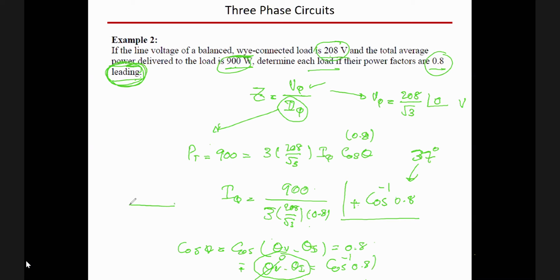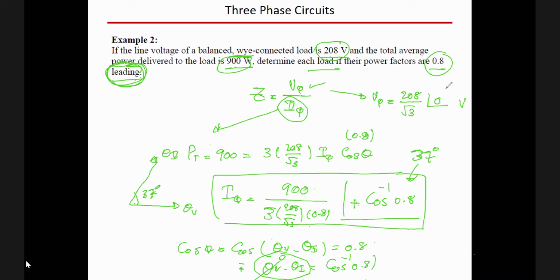Okay? So this is theta v, and this will be theta I, leading power factor, and this is 37 degrees. If it is lagging power factor, what should be the sign here for the angle of the current? Minus 37. Negative, yes, minus 37. That's it. This is the solution. I think lagging, it will be positive from the angle of voltage.